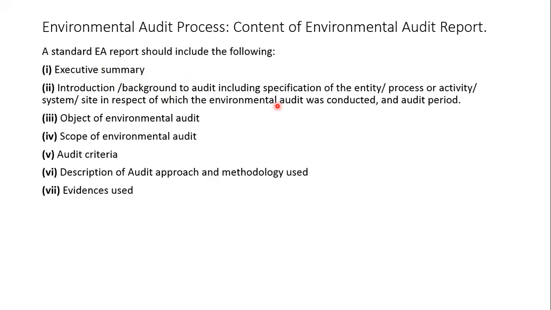Then introduction and background: the audit includes specification, entity, process or activity, system, site inspection, and the site in respect of which the environmental audit was conducted in the audit period. All these things, the problem, the whole background should be there. If you have written a paper, it will be something like that also. So give the background, what process you are going to do, the study, everything. Then the objective of the environmental audit will be stated. Scope of the environmental audit, what specific area we are going to consider, that also will be there.